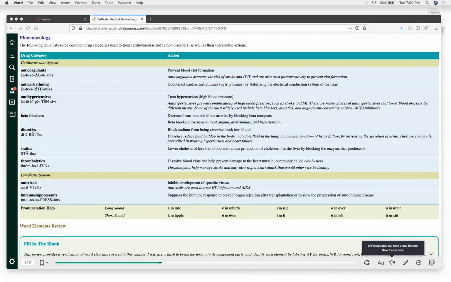So beta blockers and diuretics. Now what's a diuretic? What's diuresis? Diuresis, just like enuresis, it's urination. So voiding, enuresis, right? So what's a diuretic? A diuretic is also known as a water pill.